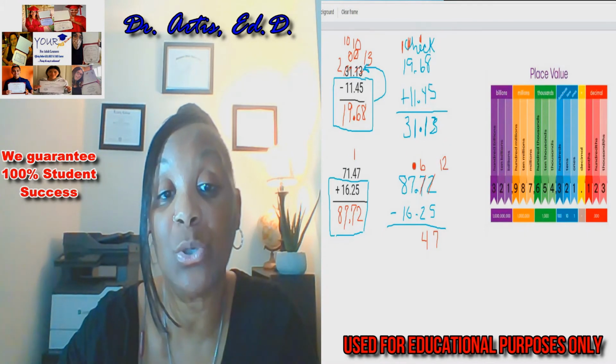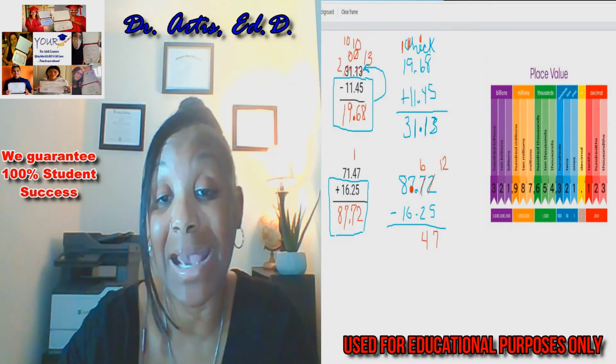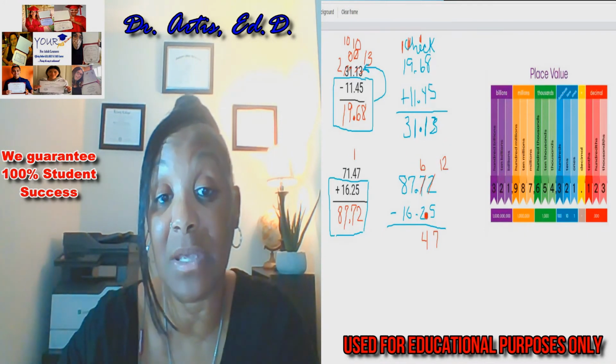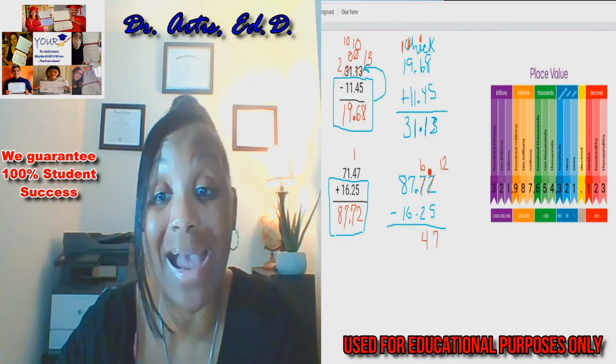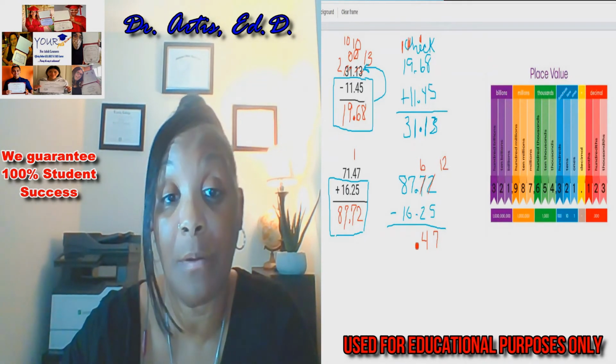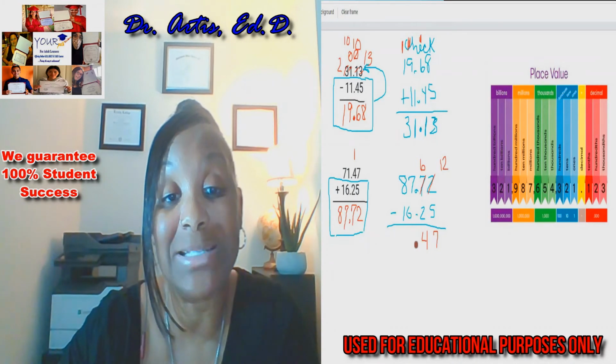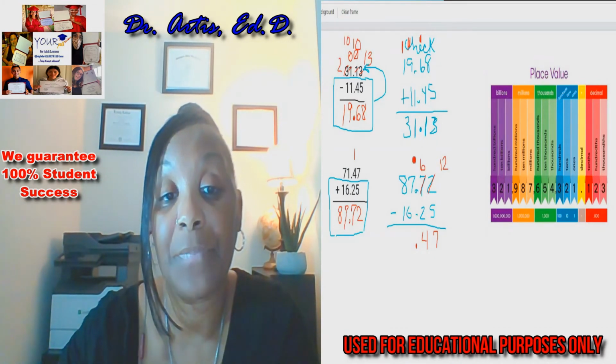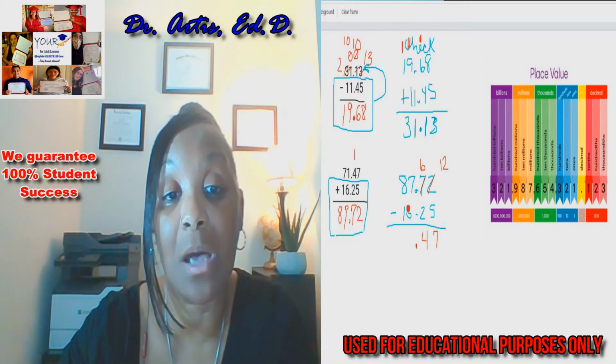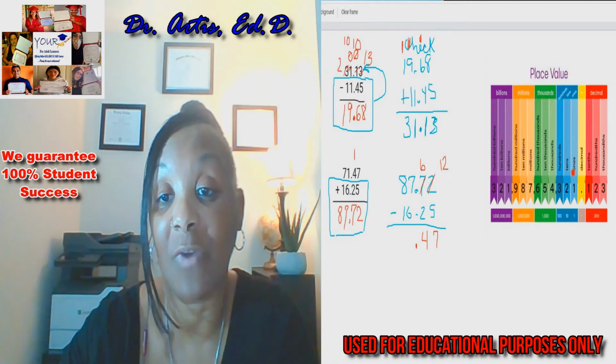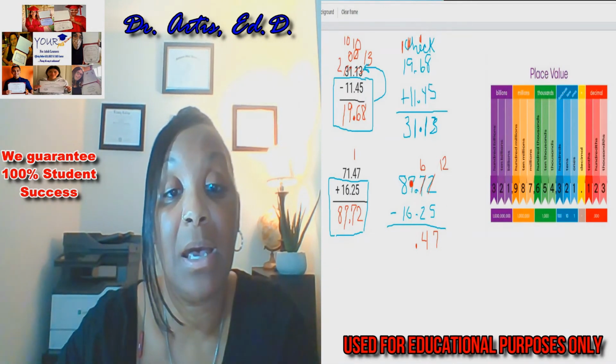Okay, we don't need to borrow from the next column because 6 is greater than 2, so we can easily subtract 2 from 6 and get 4. Now we're going to bring down our decimal. Remember, they must be aligned. And we're going to move over to our ones column, which is right here.